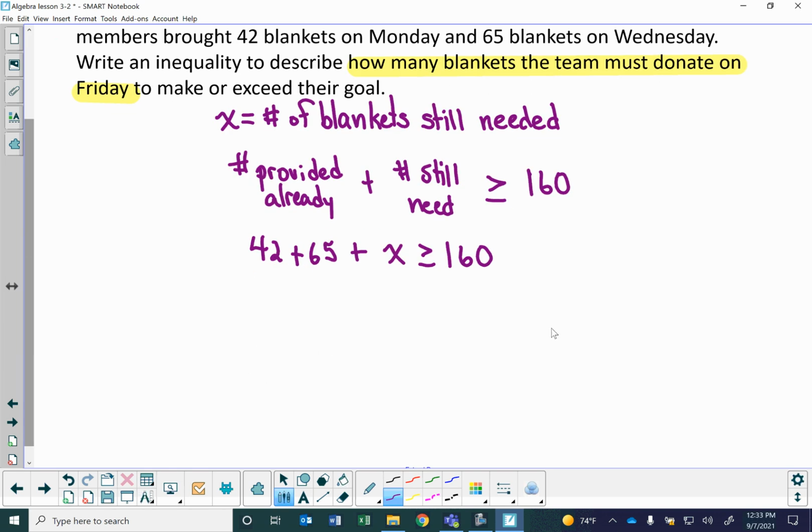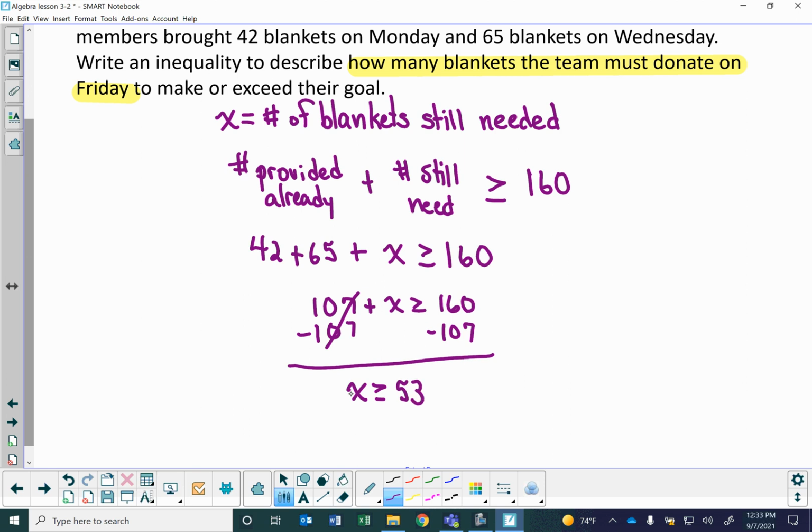So let's simplify this. 42 plus 65 is 107. So 107 plus x is greater than or equal to 160. To solve this, subtract 107 from both sides. So this would cancel. X has got to be greater than or equal to, if you take 160 and subtract 107, you get 53. So your team still needs to bring in at least 53 blankets, or they need to bring in 53 blankets or more. It doesn't matter how you want to say it.